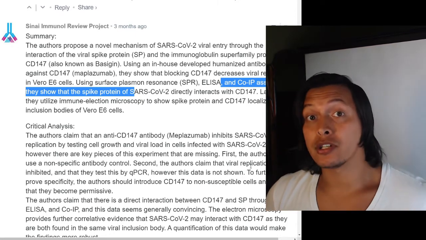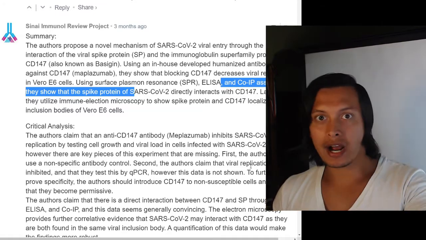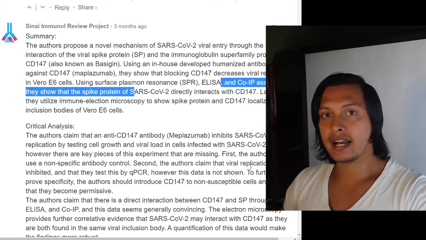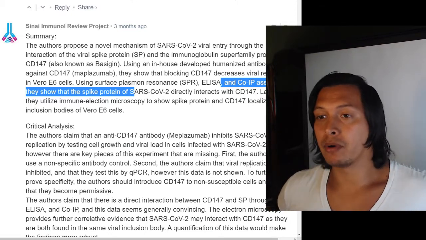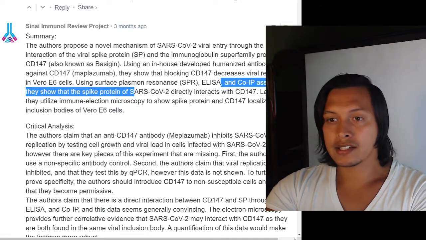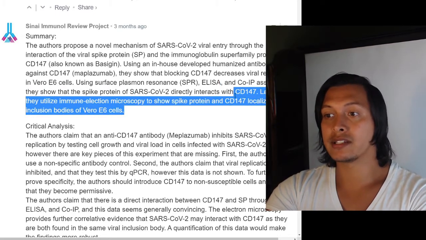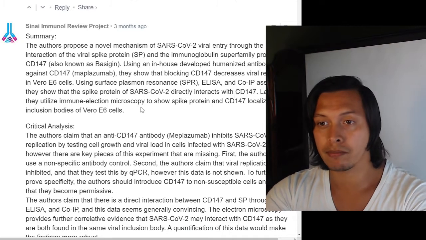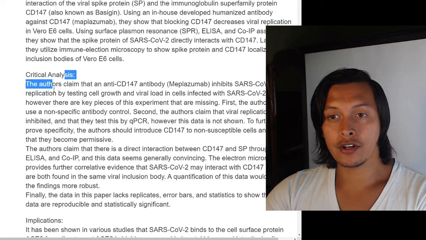So both options might still be happening, where you have the nucleocapsid protein interacting with cyclophilin A, and that interacts with CD147. You could have that and the spike protein also interacting with CD147, but that wasn't within the scope of this particular paper. Lastly, they used immuno electron microscopy to show spike protein and CD147 localization to viral inclusion bodies of Vero E6 cells. So here is the critical analysis.